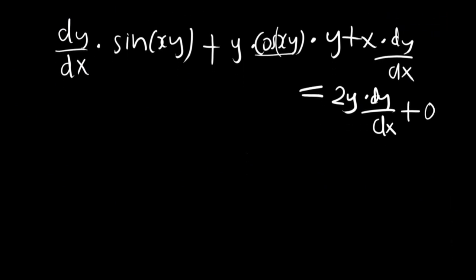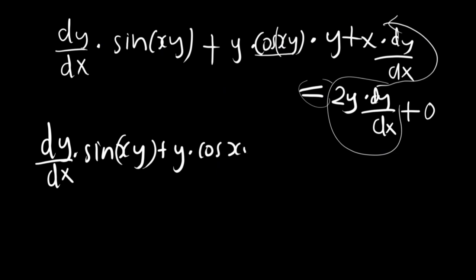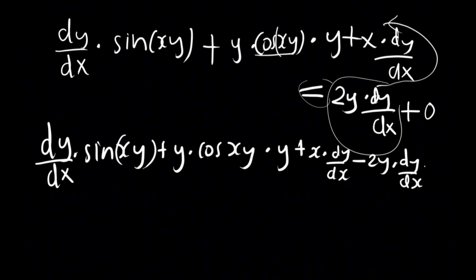Now to solve this, we will take the dy over dx to the other side. And when you take it to the other side, it will be negative. So you'll have here dy over dx multiplied by sine xy added by y multiplied by cos xy multiplied by y added by x multiplied by dy over dx minus 2y multiplied by dy over dx is equal to 0.